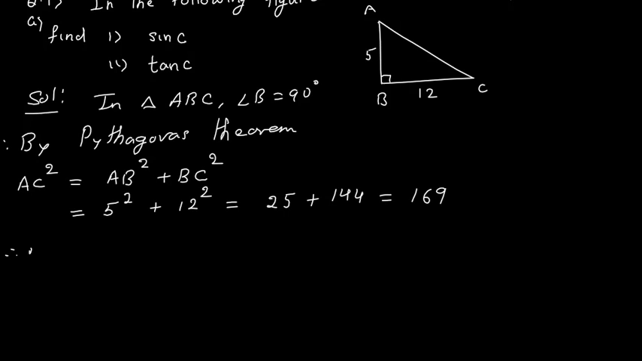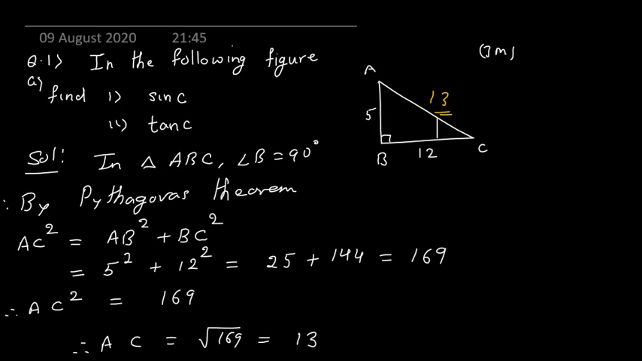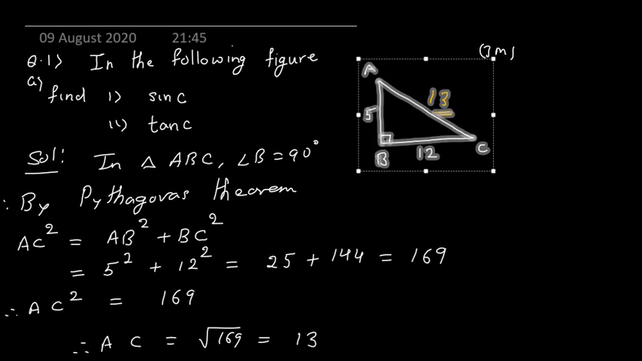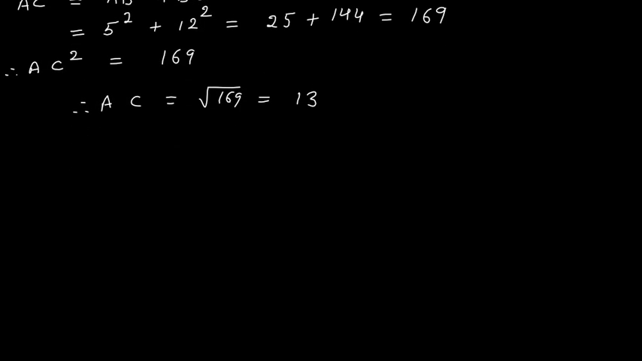So I have AC square is equals to 169. This gives me the value of AC is equals to root of 169, which is 13. So the value of AC you can write as 13. Now once we get the value of AC, we can find the value of sin C and tan C. So let us copy this triangle here and write the value of sin C first.